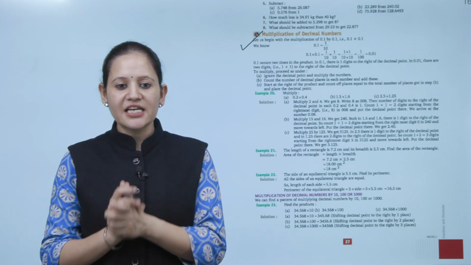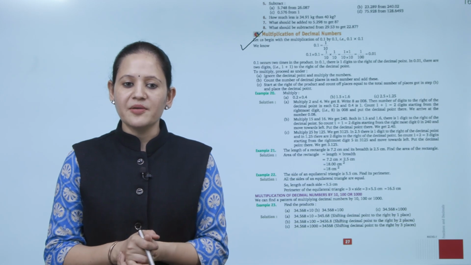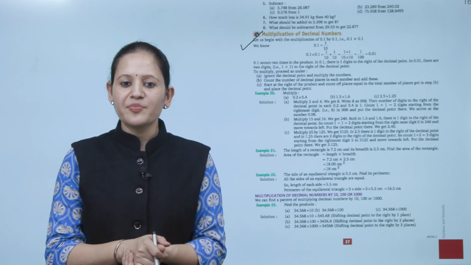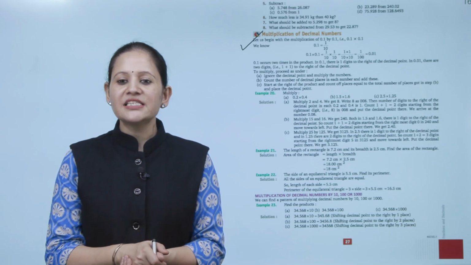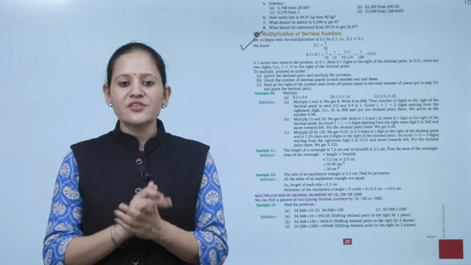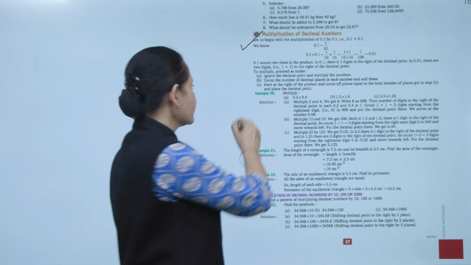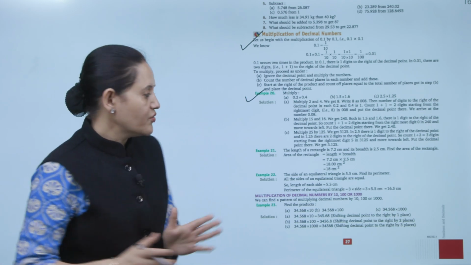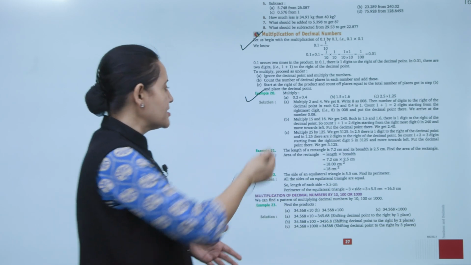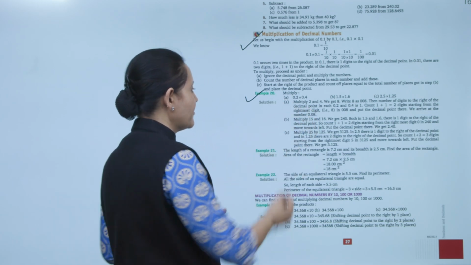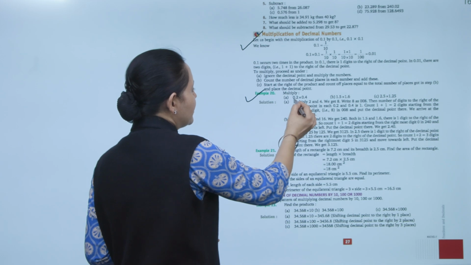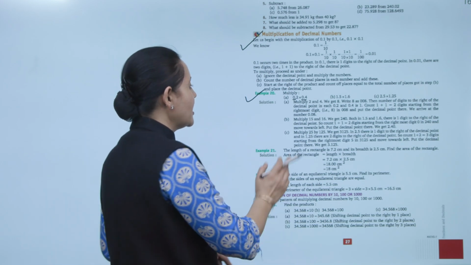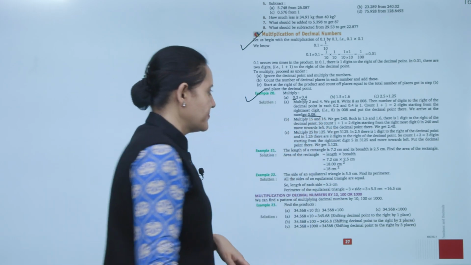To multiply, proceed as under. Ignore the decimal point and multiply the numbers. Count the number of decimal places in each number and add these. Start from the right of the product and count the places equal to the total number of places, then set the decimal point. Let's take an example. Multiply 0.2 by 0.4. First we'll ignore the decimal and multiply the numbers. 2 into 4 is 8, and there are 2 digits after the decimal in total. So after 2 digits we place the decimal. So we'll write it as 0.08. Clear?